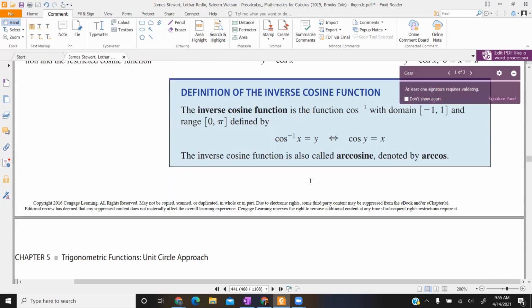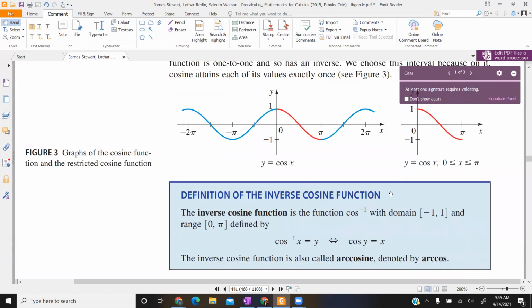So we're going to restrict the cosine function to the interval 0 to pi. So the cosine is now a function from 0 to pi into -1, 1. It passes the horizontal line test, so that means it has an inverse. So now the inverse is a function with the domain and codomain switched. So now cosine inverse has domain -1 to 1 and range, or codomain, 0 to pi.